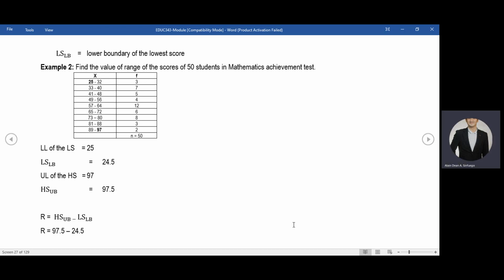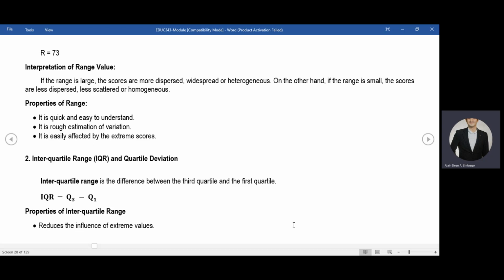So you just need to get the class boundaries. 25 minus 0.5 is 24.5. That will now be the lower boundary of the lowest score. And 97 plus 0.5 will now be the upper boundary of the highest score. You subtract 97.5 by 24.5, the result is 73.